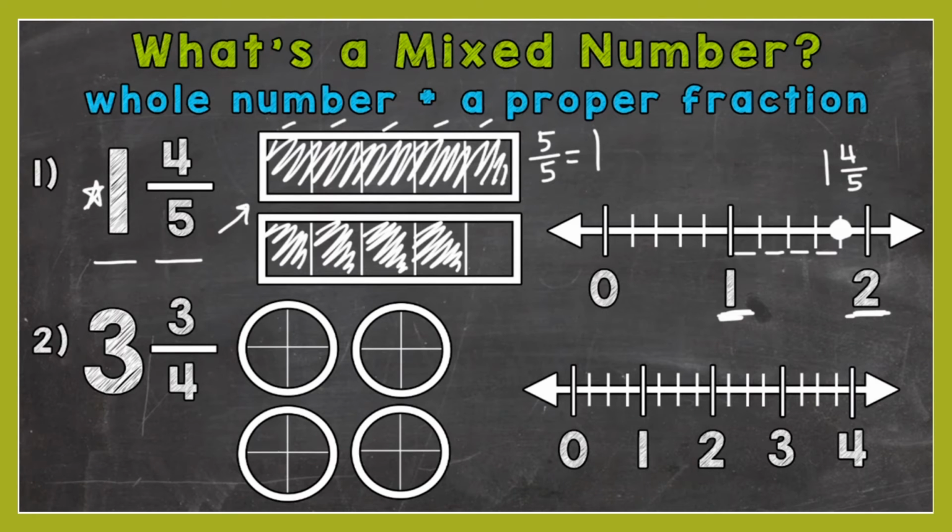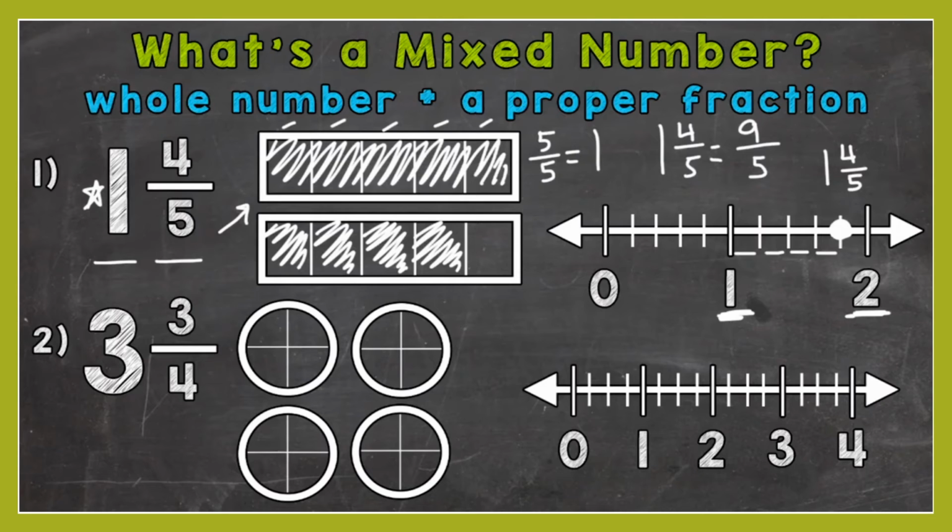Mixed numbers and improper fractions are equivalent. They can represent the same value. It's just two different ways to write out that value. So for example, number 1, 1 and 4/5 is actually equivalent to 9/5.